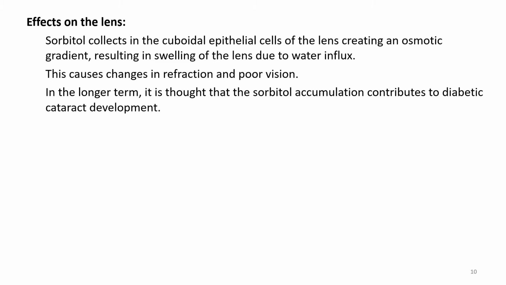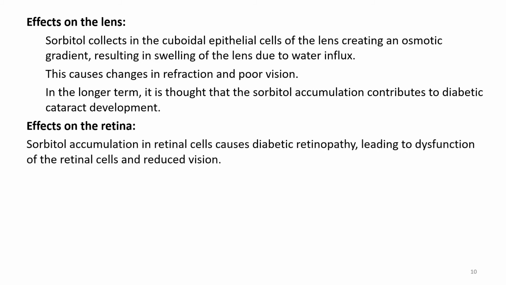In the longer term, it is theorized that this sorbitol accumulation, and this seems quite logical, contributes to the development of diabetic cataracts. In terms of the retina, as we said, retinal cells can also transport glucose in independently of insulin, so therefore they are also prone to sorbitol accumulation. This causes diabetic retinopathy because we have dysfunction of those retinal cells because of this sorbitol accumulation and water influx. And this gives reduced vision or blurred vision.